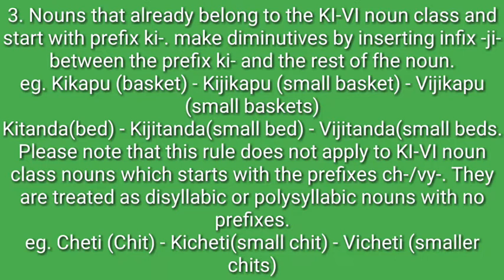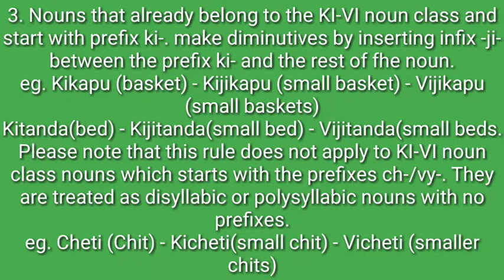The third, nouns that already belong to the ki-vi noun class and start with the prefix ki, make diminutives by inserting infix j between the prefix ki and the rest of the noun. So these ones are simple. The ones that belong in the ki-vi noun class and they start with ki and plural is vi. You just add the j in between the ki and the rest of the word. Example, the word kikapu, a basket. You add the j between ki and the rest of the word. Becomes kijikapu. Kitanda, kijitanda. Okay?